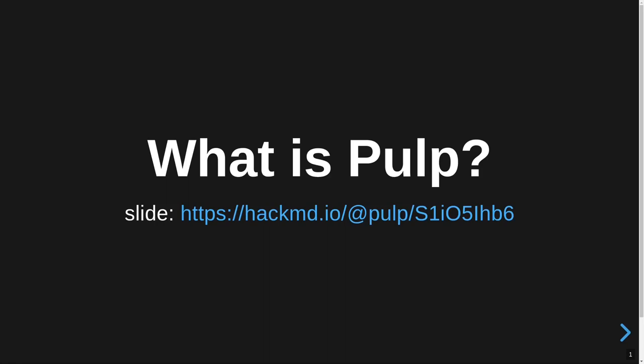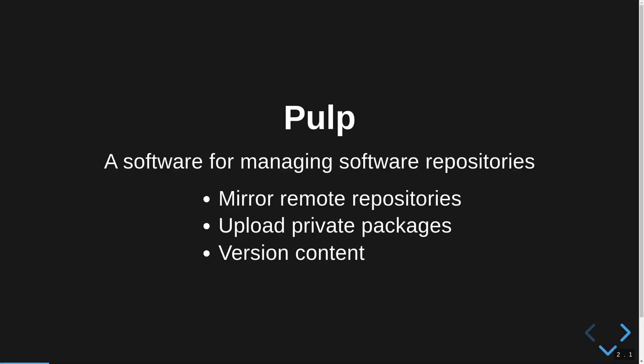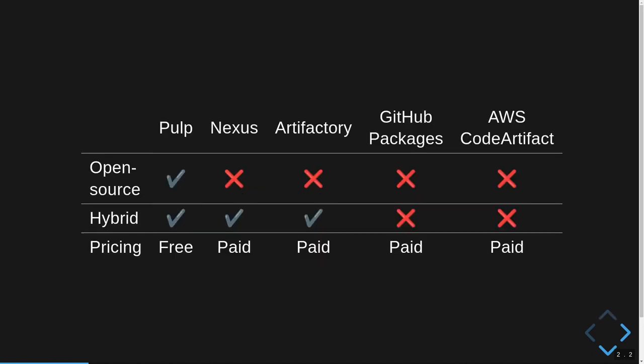So, what is Pulp? Pulp is software for managing components, artifacts, or binaries throughout the whole software production and distribution process. Pulp is written in Python and it's completely open sourced. It supports a multitude of formats such as RPM, Debian, Python, Gem, OCI, Maven, Helm charts, or even Docker images.